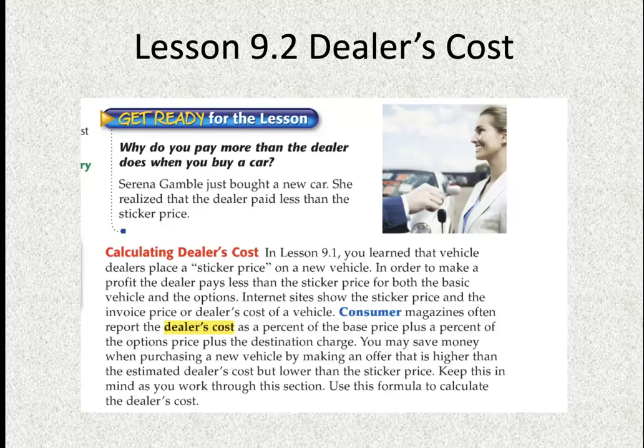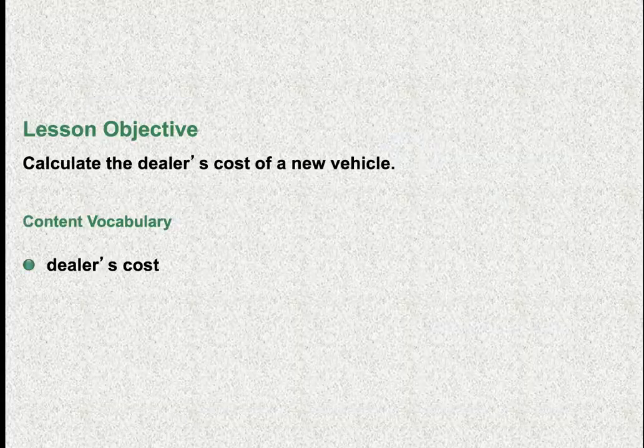You learned in lesson 9.1 that vehicle dealers place a sticker price on new vehicles. In order to make a profit, the dealer pays less than the sticker price for both the basic vehicle and options. Internet sites show the sticker price and the invoice price, or the dealer's cost, of the vehicle. So, the objective today is to calculate the dealer's cost of a new vehicle.